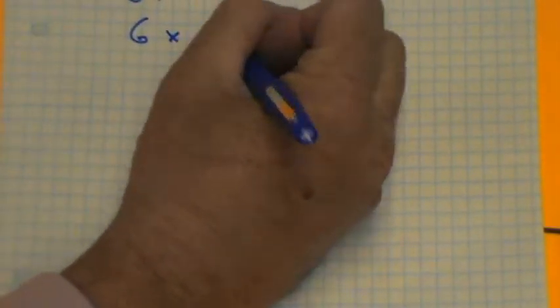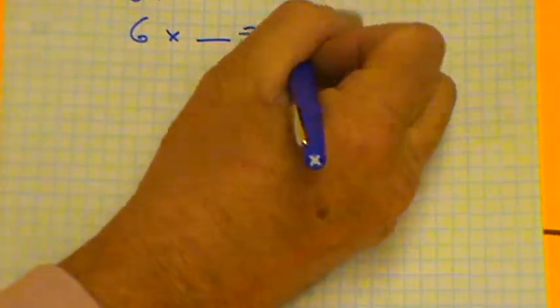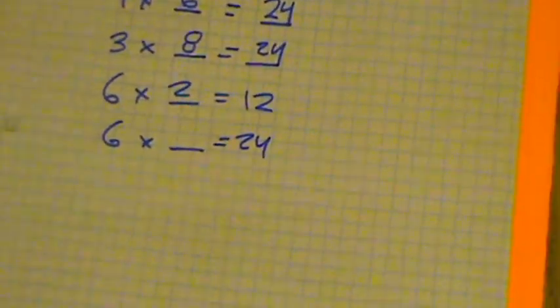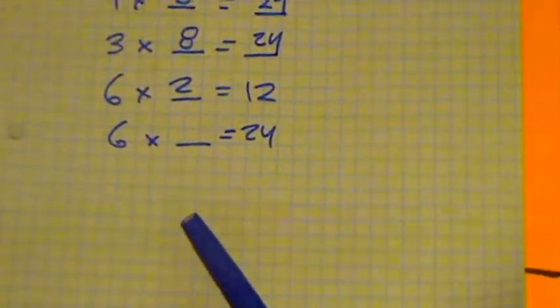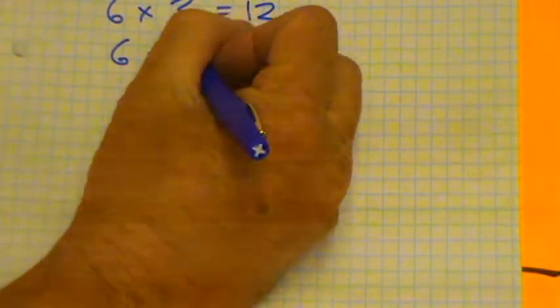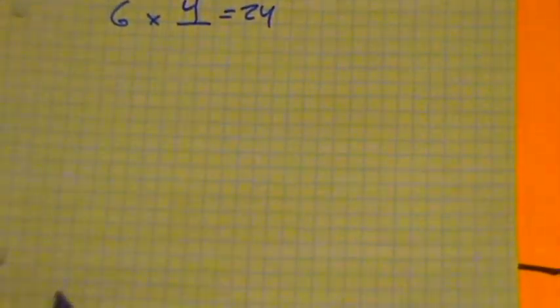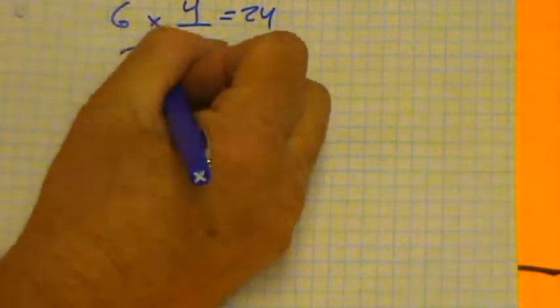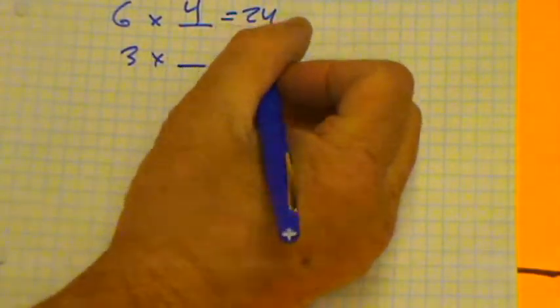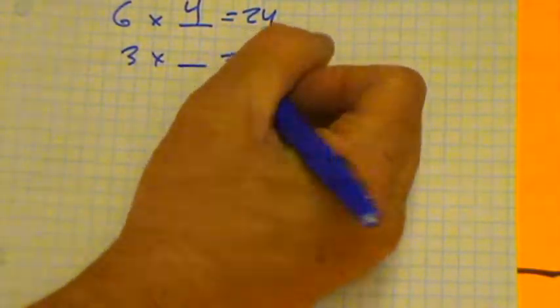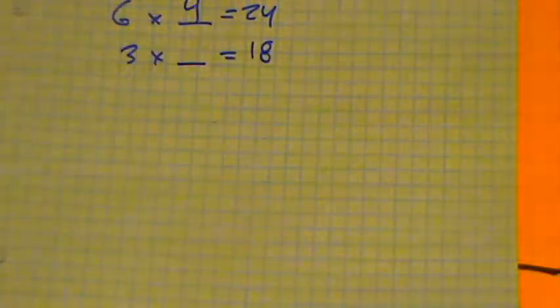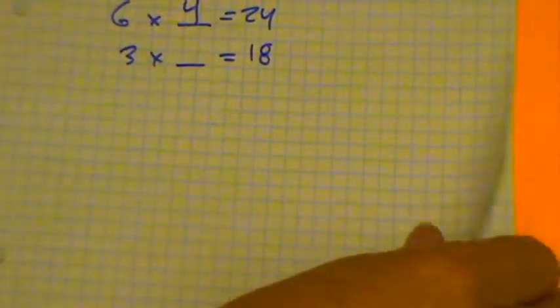6 times a number equals 24. Well, we already did. If we look back here, we did 4 times 6. So 6 times 4 equals 24. And how about one more? 3 times a number equals 18. I want you folks to figure that one out on your own, okay? We're turning these in to the blue bin when we're done.